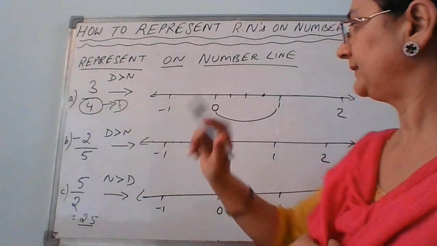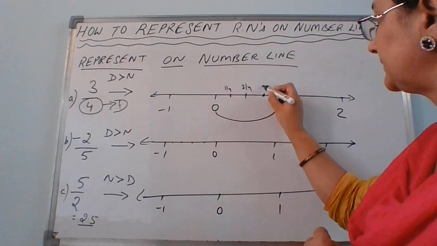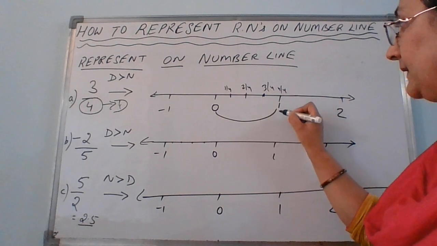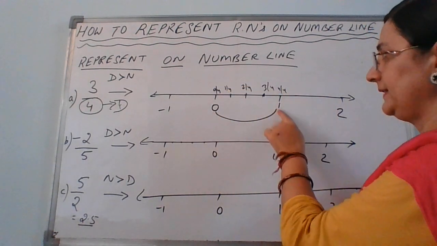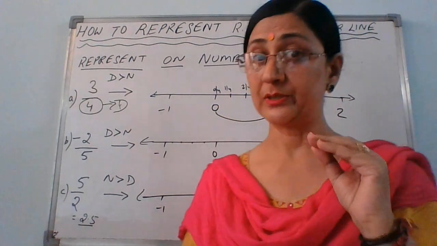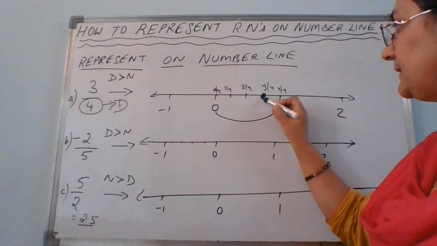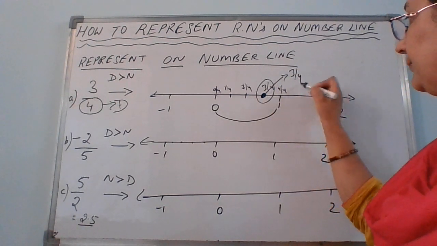Done. Then the first one will be 1 by 4, second will be 2 by 4, 3 by 4, and accordingly 4 by 4. And 4 by 4, you know, is 1. 0 by 4 is 0. That means 0 and 1 we know. So here are the parts. Which is the 3 by 4th part? 3 by 4 is this part. So this one is the answer. Here you have plotted 3 by 4.